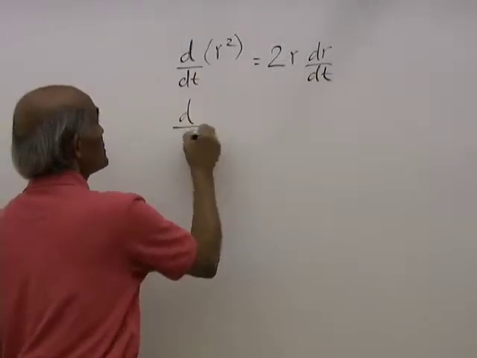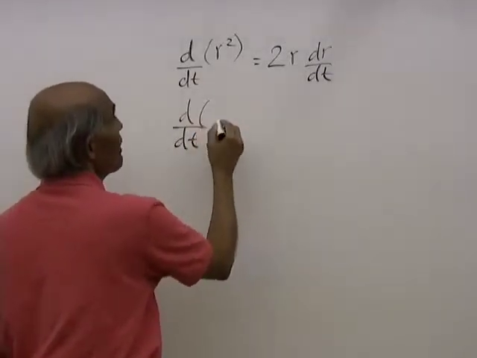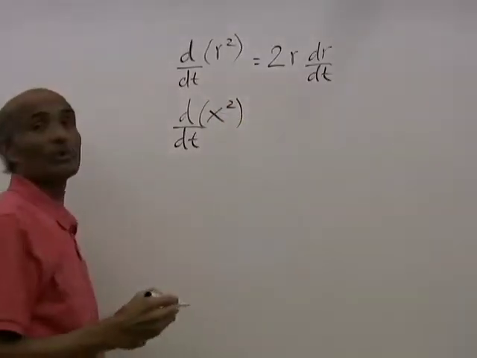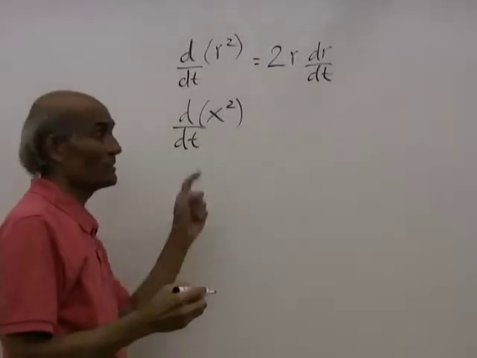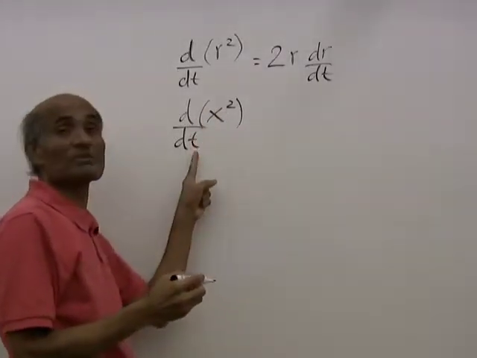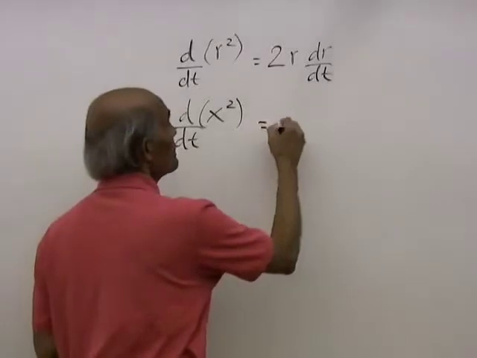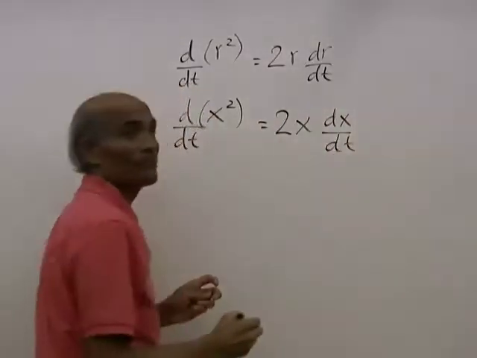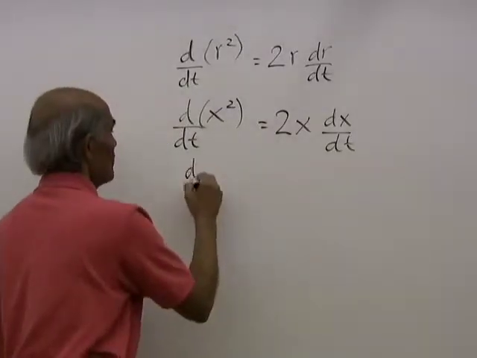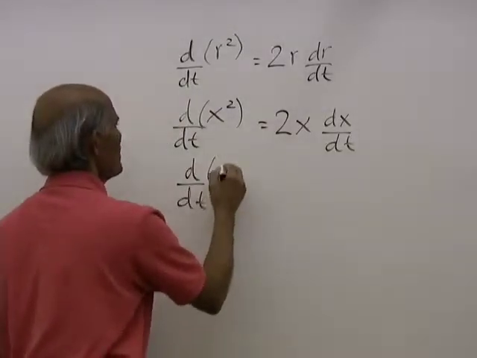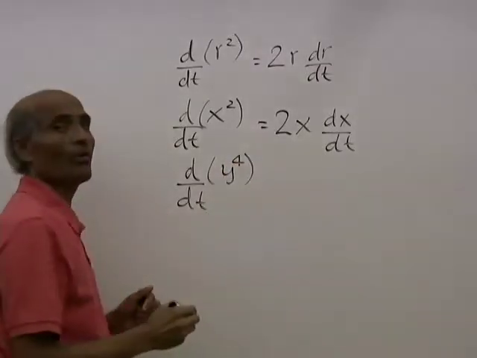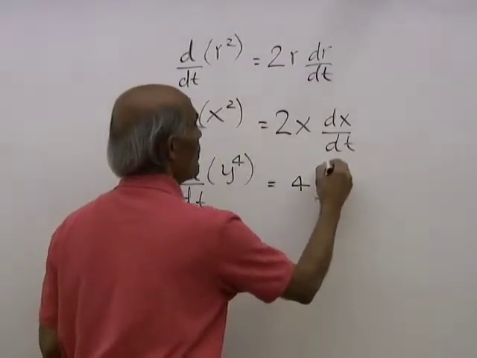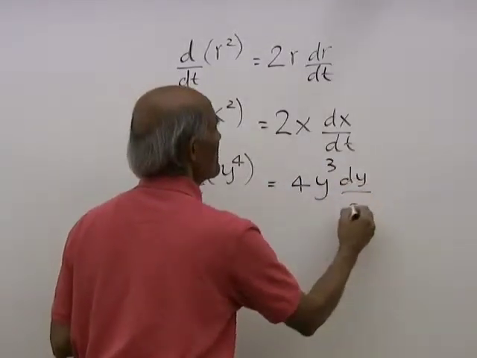Alright, what is d by dt of, let's say, x squared? What is d by dt of x squared? The derivative of x squared with respect to time t will be 2x dx over dt. Another one. What is d by dt of y to the power of 4? Well, that will be 4y cubed dy by dt.